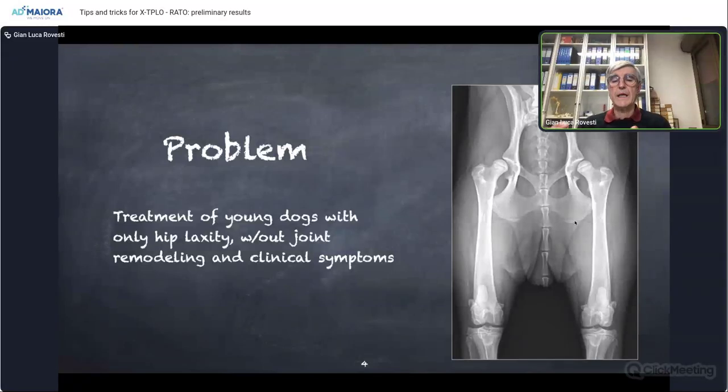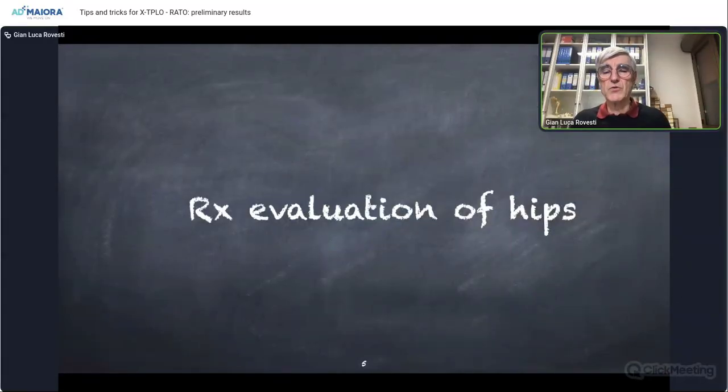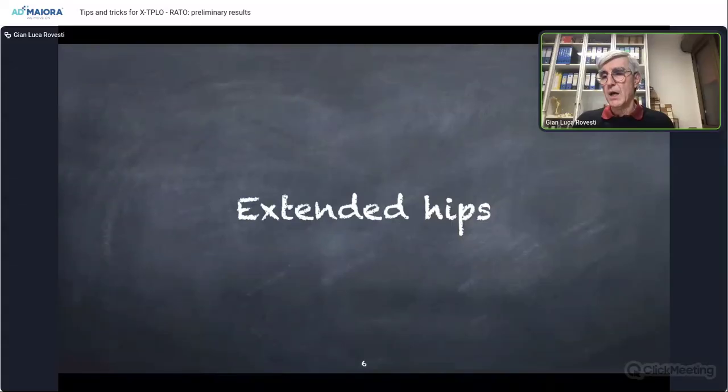So the approach was, do we have another option to treat this kind of patient? Because we know that with this kind of laxity, they will develop DJD, degenerative joint disease. So we know that this will happen, but without the aggressiveness and without the risks related to other procedures, okay? So, of course, we should start with a proper radiographic evaluation of the hips.